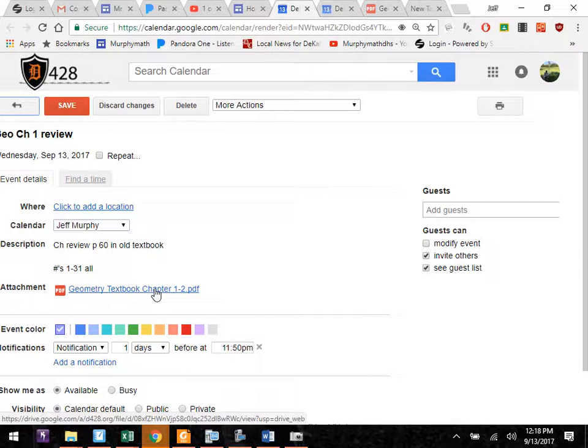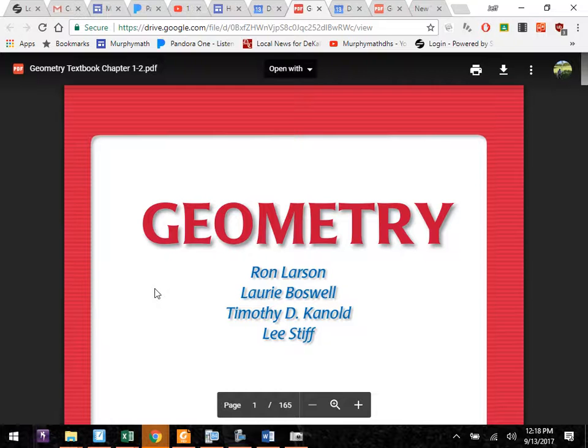Then with the PDF file, right where it says the chapter. Now, one of the things that's different about this PDF file, if you notice right on the top, it says chapters 1 and 2 PDF. That means this file itself is 100 some odd pages long, because it's 2 chapters' worth of information.